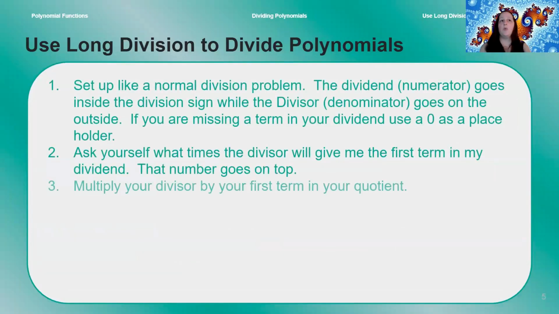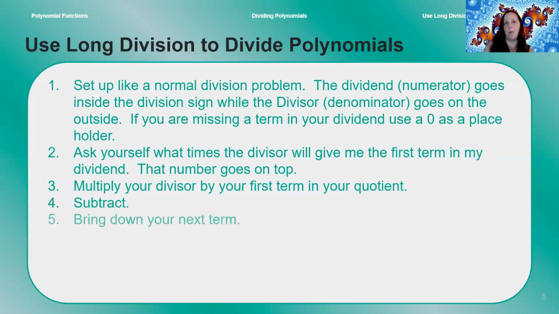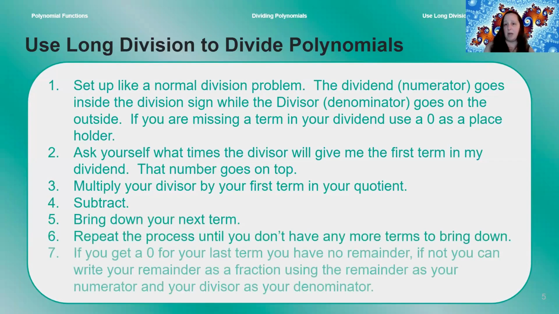So step 1 is to set up like a normal division problem. So our dividend, my numerator, when I started, goes inside the division sign while the divisor, my denominator, goes on the outside. If you are missing a term in your dividend, use a 0 as a placeholder. So if I had something like x cubed plus x, notice I went from x cubed to x instead of x cubed to x squared, I put a 0 in as that placeholder.